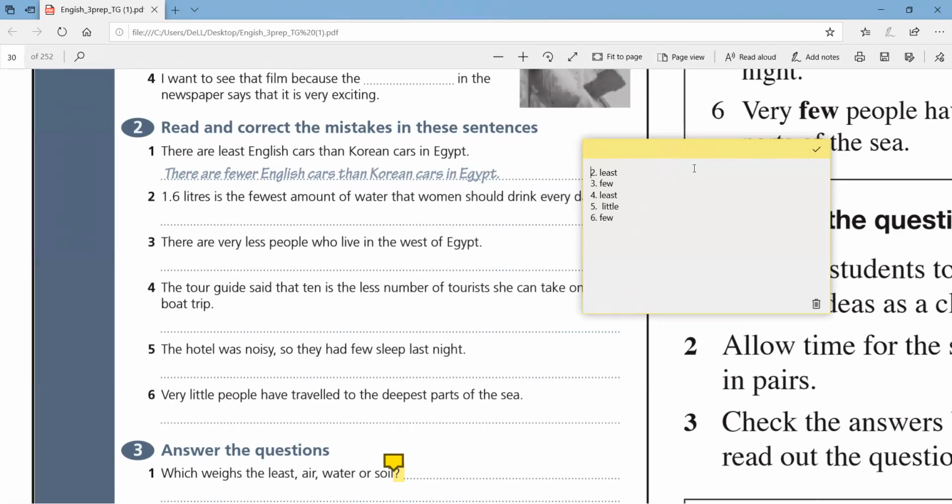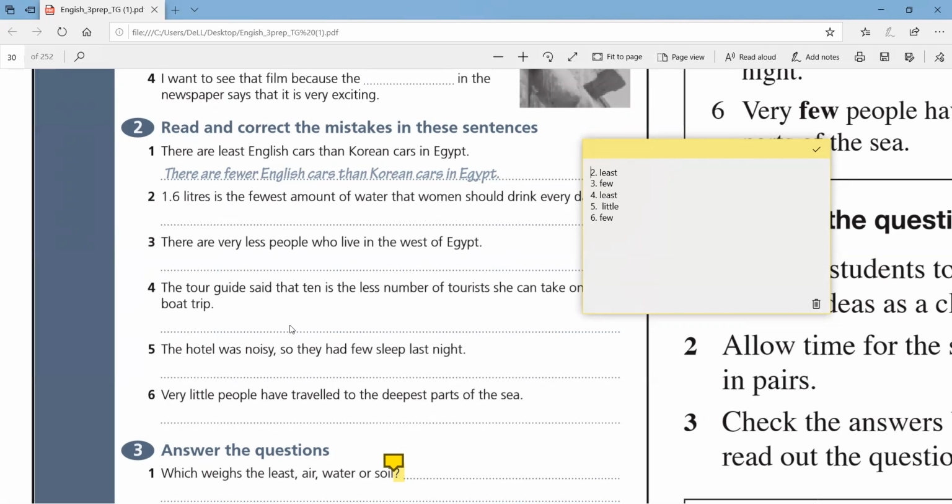There are very less people who live in the west of Egypt. Here, less is not matching with people. People is a countable noun, so we should use few. There are very few people who live in the west of Egypt.